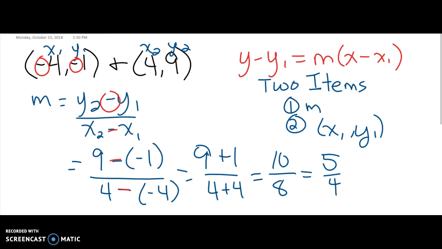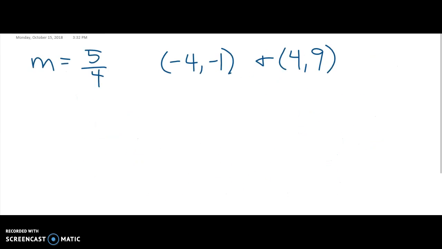Now I'm going to use 5 over 4 in my formula. I'm not going to use the decimal because in MyMathLab and mathematics in general, we use the fraction form rather than a decimal form. Okay, here I just have my information. My slope is still 5 over 4, and these are my 2 points, negative 4, negative 1, and 4, 9. Now what they want for the first part of the answer is they want you to type the point-slope form of the equation of the line.